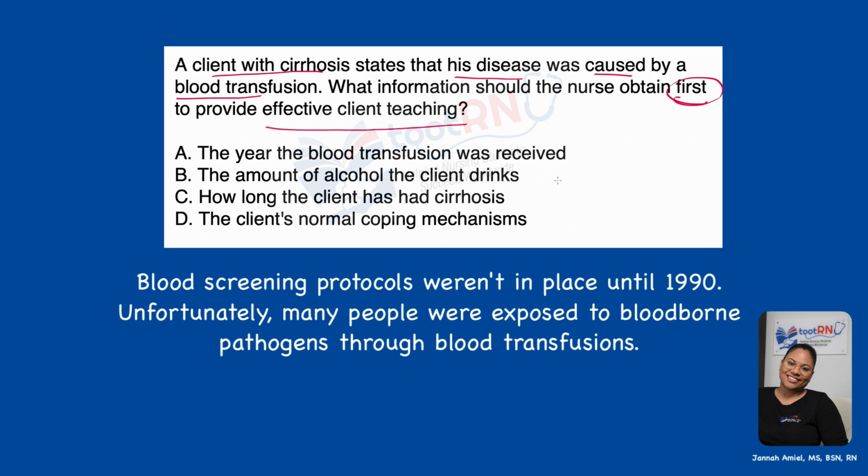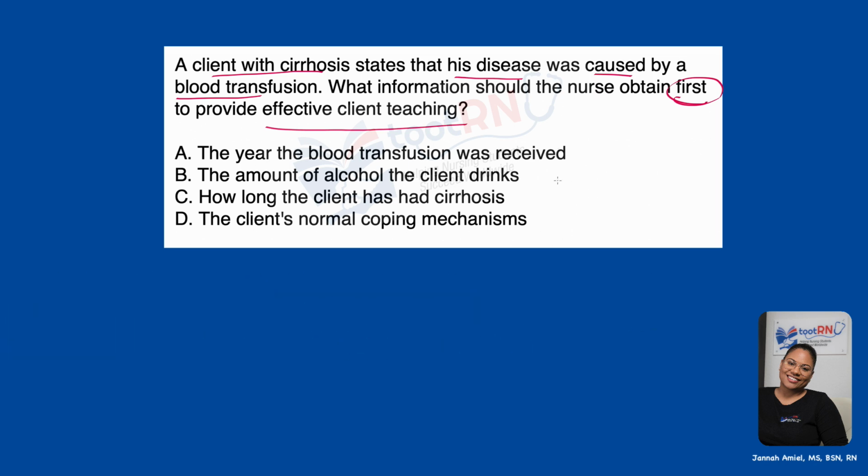B says the amount of alcohol the client drinks. Yes, drinking alcohol, alcoholism, can certainly cause cirrhosis. However, there's nothing in this question that says the patient drinks alcohol. You are assuming the client drinks alcohol by asking, how much do you drink? And we know that alcohol is not the only way that you can get it. And to drive that point even further, the person says that he got it from a blood transfusion. So it can't be B.